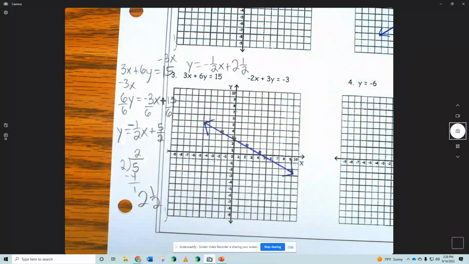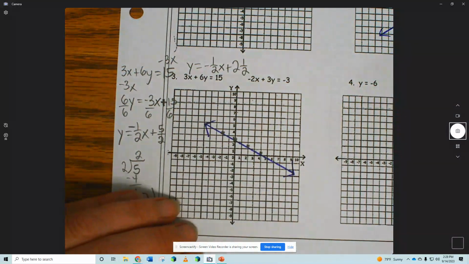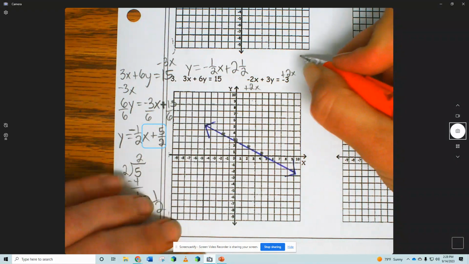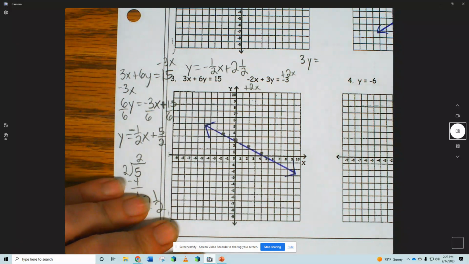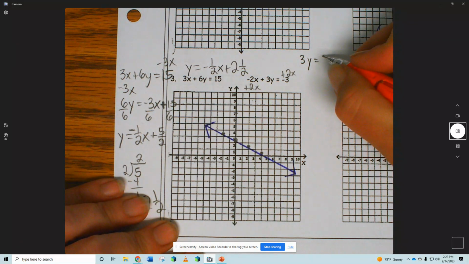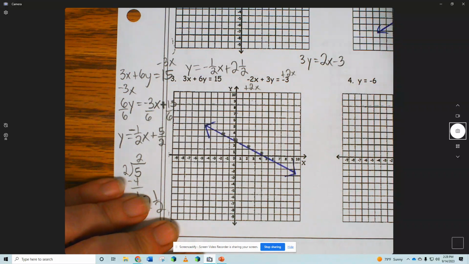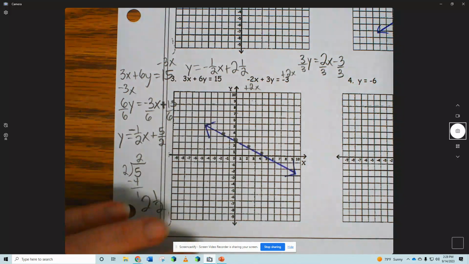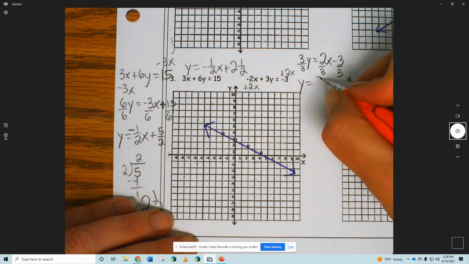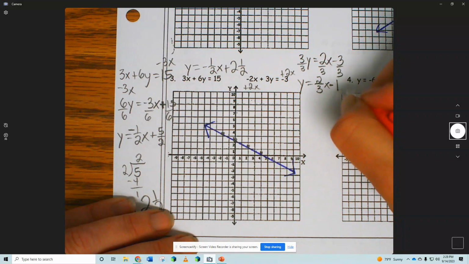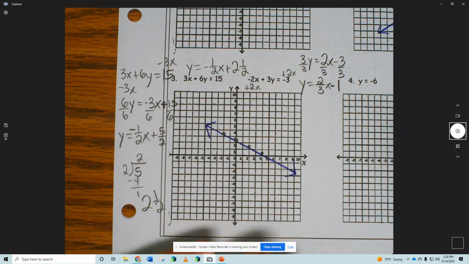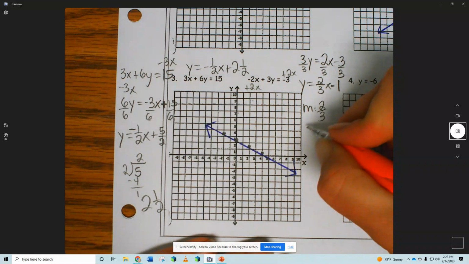Okay, second equation, I need to change it. Add 2x to both sides. So the 3y's alone, and then I have 2x minus 3. And then divide by 3. Y equals 2/3 x minus 1. My slope is 2/3. My y-intercept is negative 1.